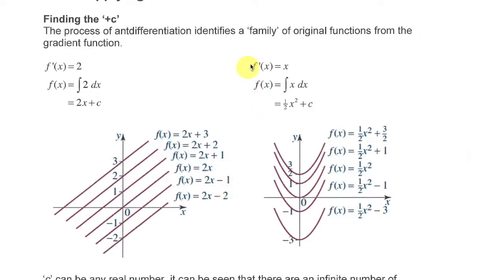Same idea over here. If f prime of x is equal to x, then the original function is going to equal the antiderivative of x, which will end up as a half x squared plus c. Again, you can see the family of these parabolas. And once more, you can see the c being represented by 3, 2, 1, 0, negative 1, negative 3. So in order for us to work out exactly what that c is, we need some more information.